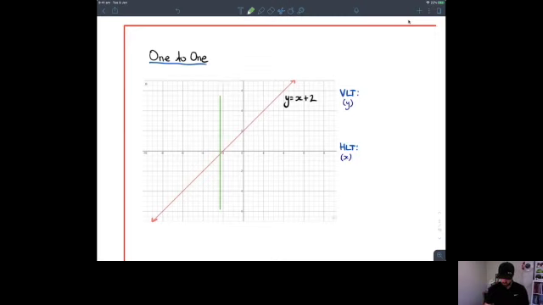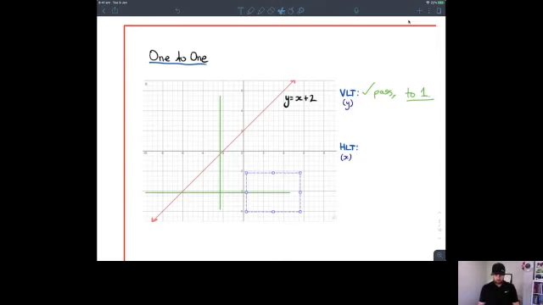So I'm going to say it's passed our vertical line test. Because it's passed, that's going to mean it's going to be to one. So we know this is going to be to one. Now let's look at our horizontal line test. Same thing again with our horizontal line test.